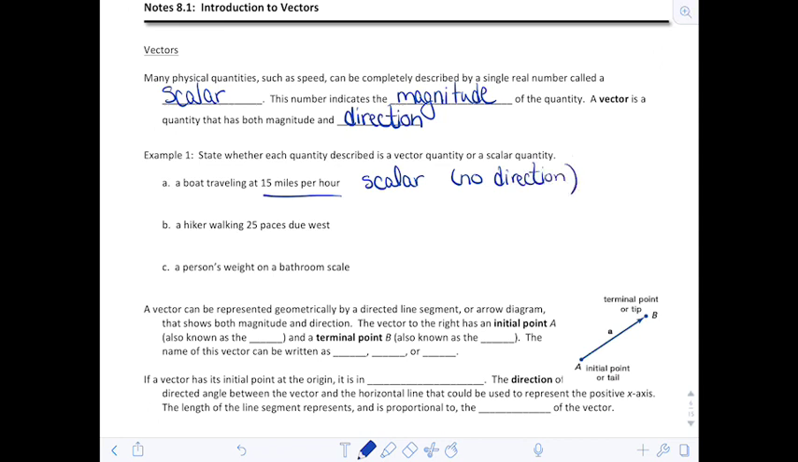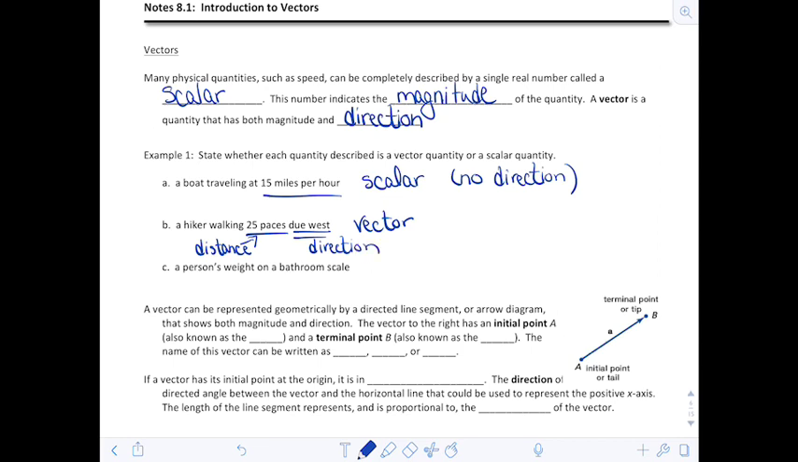Okay. Then in example B, we have a hiker walking 25 paces due west. So 25 paces, it's not really a speed, but that is a distance, and it does have direction. So this is absolutely a vector. It has distance or length to it, and this has direction.